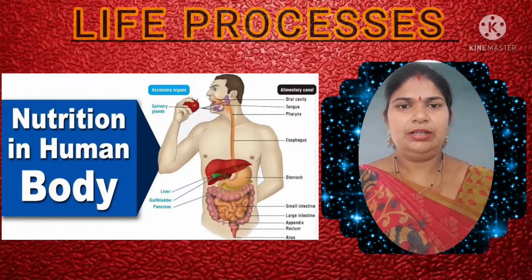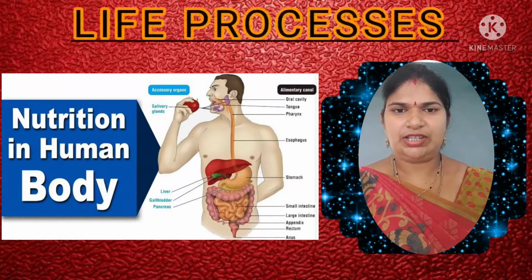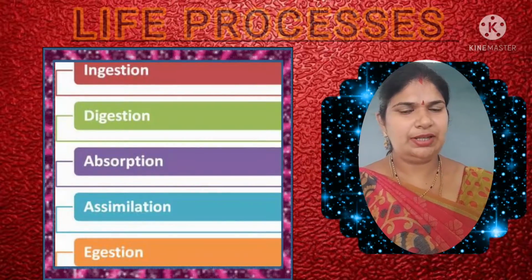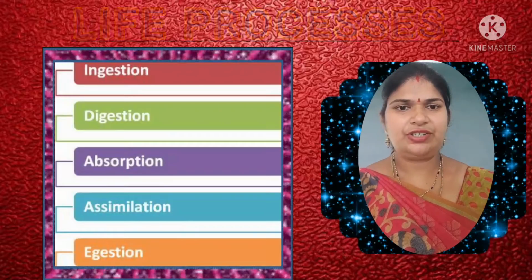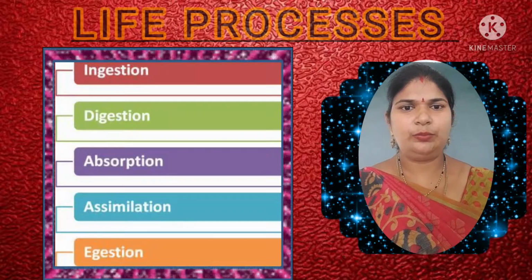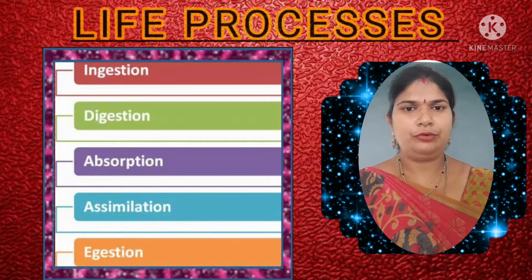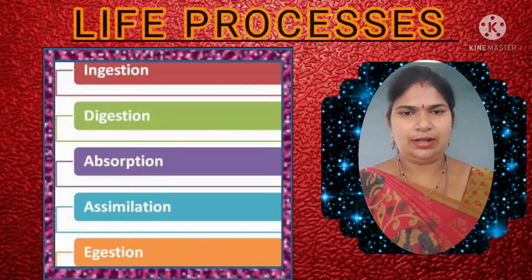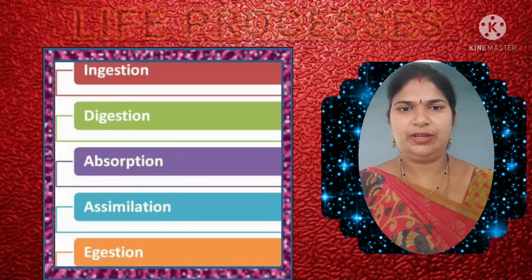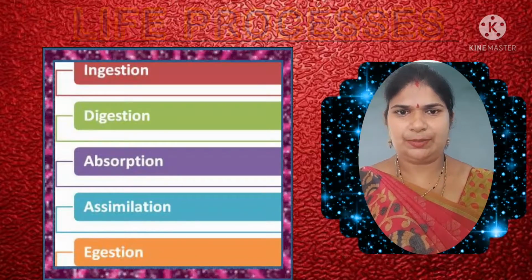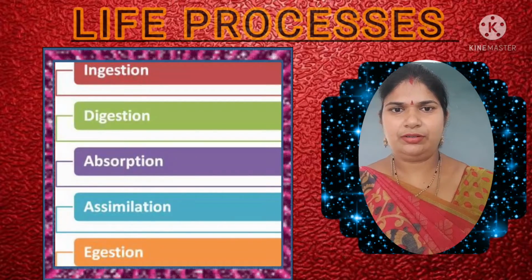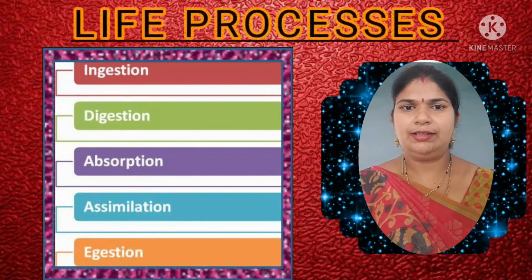Okay, so children, nutrition in humans takes place in 5 stages. First one is ingestion, second is digestion, third is assimilation, fourth is absorption, and the last one is egestion. Nutrition in humans takes place in 5 steps: ingestion, digestion, absorption, assimilation and egestion.